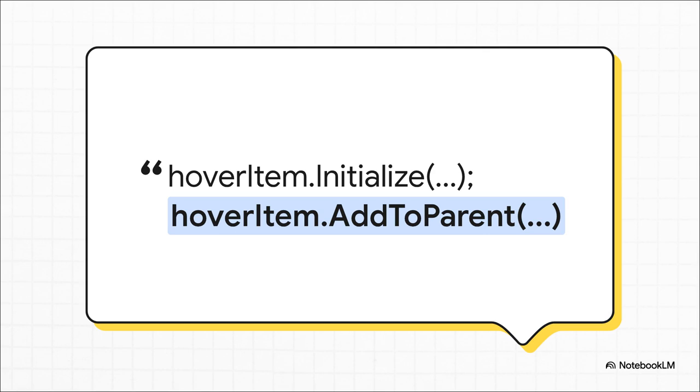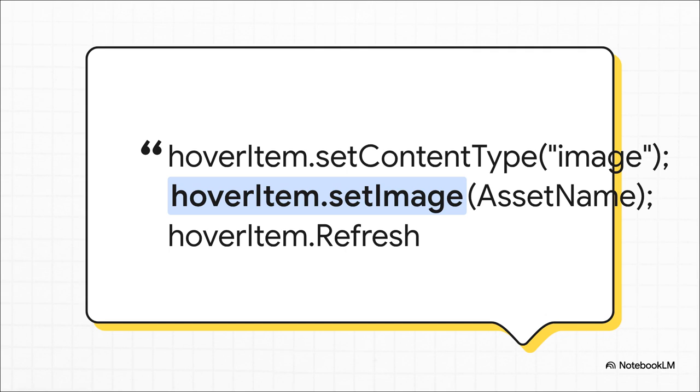3 lines. You declare it, you initialize it, and you add it to whatever parent view you want. That's it. Done. It's on the screen and it's ready to go. And building on that foundation is just as easy. Remember that image gallery item we talked about? Well, here's how you do it. You set the content type to image, you point it to your image asset, and you hit refresh. Bam! You've got a fully interactive 3D gallery item with just 3 more lines of code.